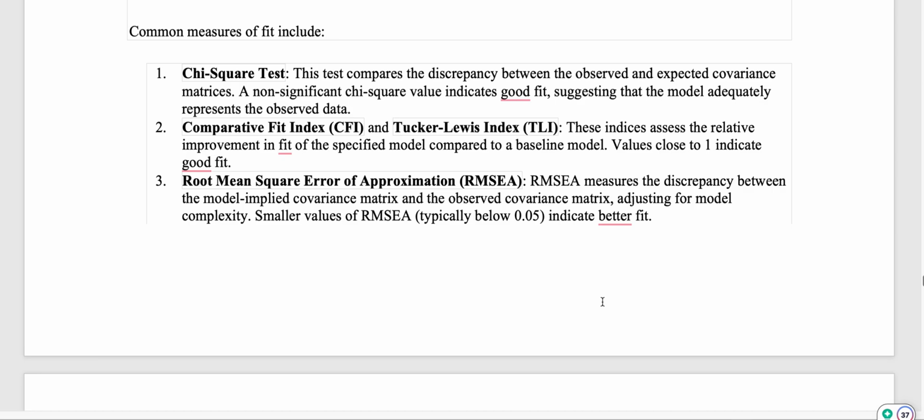Comparative Fit Index and Tucker-Lewis Index. These indices assess the relative improvement in fit of the specified model compared to a baseline model. Values close to 1 indicate good fit. Root Mean Square Error of Approximation, we call it RMSEA, measures the discrepancy between the model and the data, taking into account model complexity. Smaller values of RMSEA, typically below 0.05, indicate better fit.